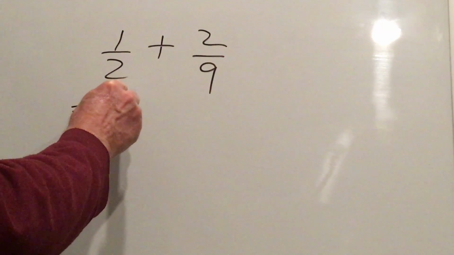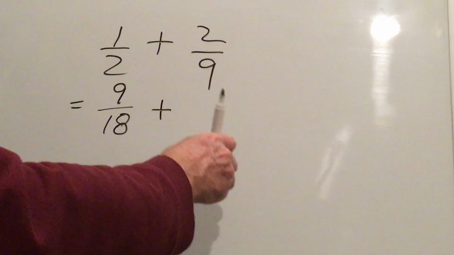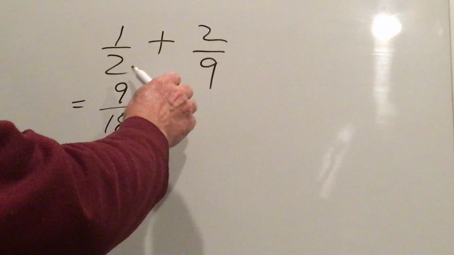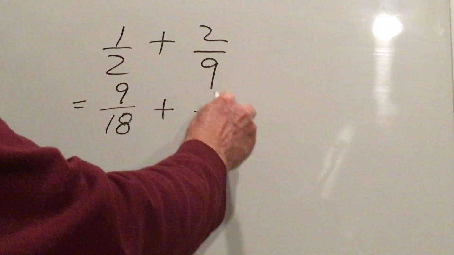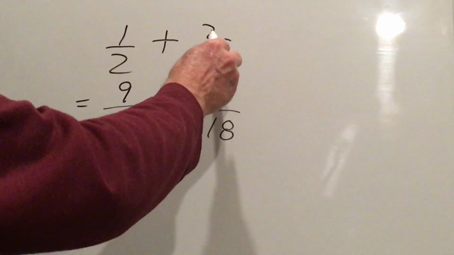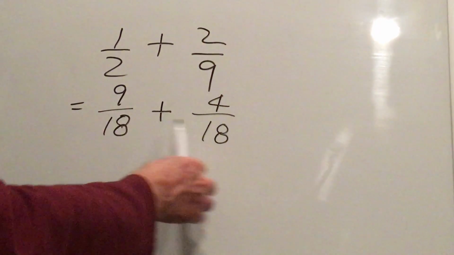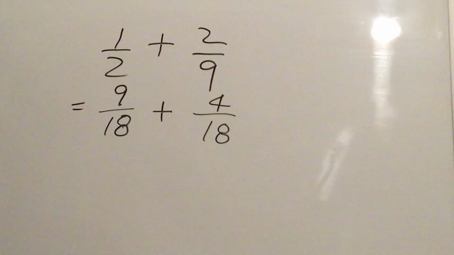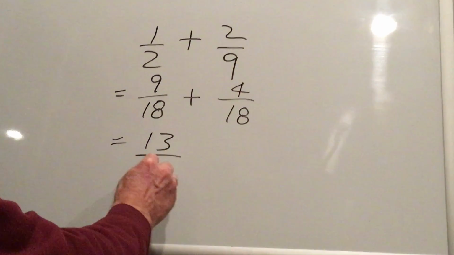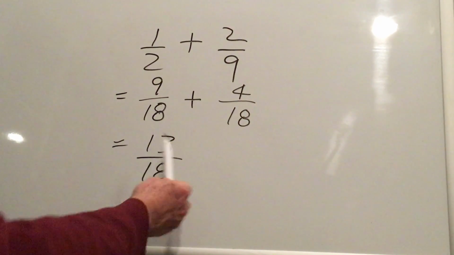9 times 1 is 9, plus on this side we multiply everything by 2. So that will be 2 times 9 is 18, and 2 times 2 is 4. So now we have these two fractions with the same denominator. We can easily add them together, and you can see that they equal 13 over 18, because 9 plus 4 equals 13, and that's your answer.